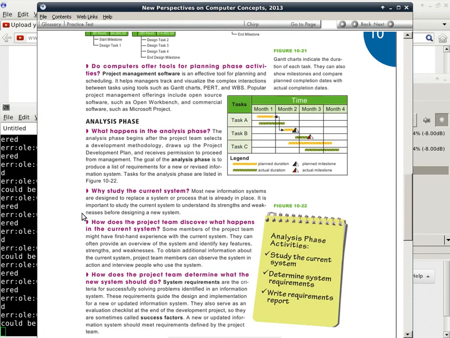Studying the current system will at least give you a few ideas of what we need from the new system, because the new system has to do at least as much as the old system. So that gives you a baseline of what you need. And also, particularly the weaknesses of an old system, because you want a new system to overcome at least some of the weaknesses. How does the project team discover what happens in the current system?